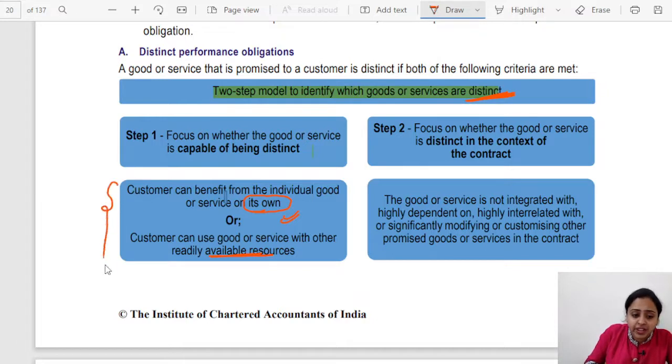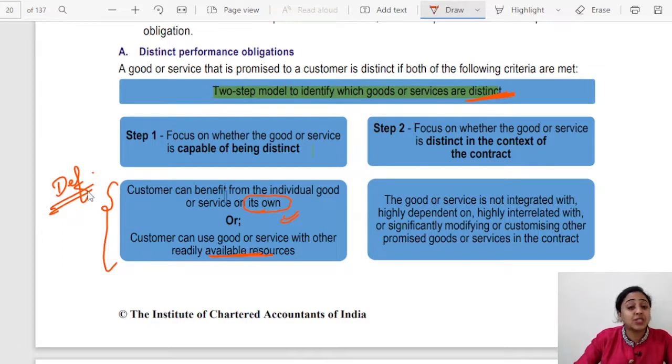This is a very good definition, and it is very important both for professionals and for students. You need to identify that a particular good or service can be used on its own, has the capacity to be used on its own, or can be used with the available resources. If yes, then they are distinct. Other than that, they are not distinct. If distinct, then they can be recorded as separate performance obligations. If not, then they need to be combined with another or existing one.